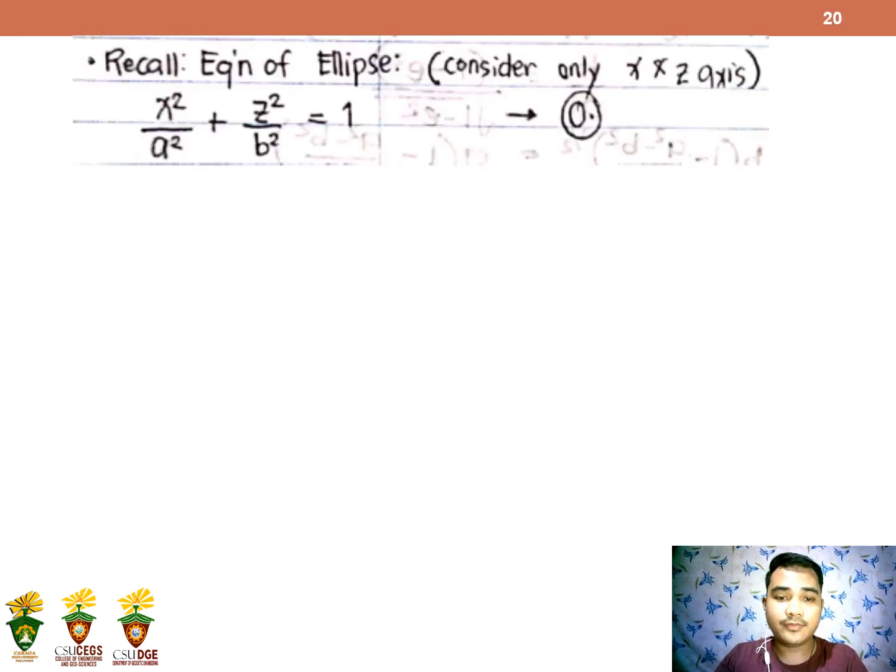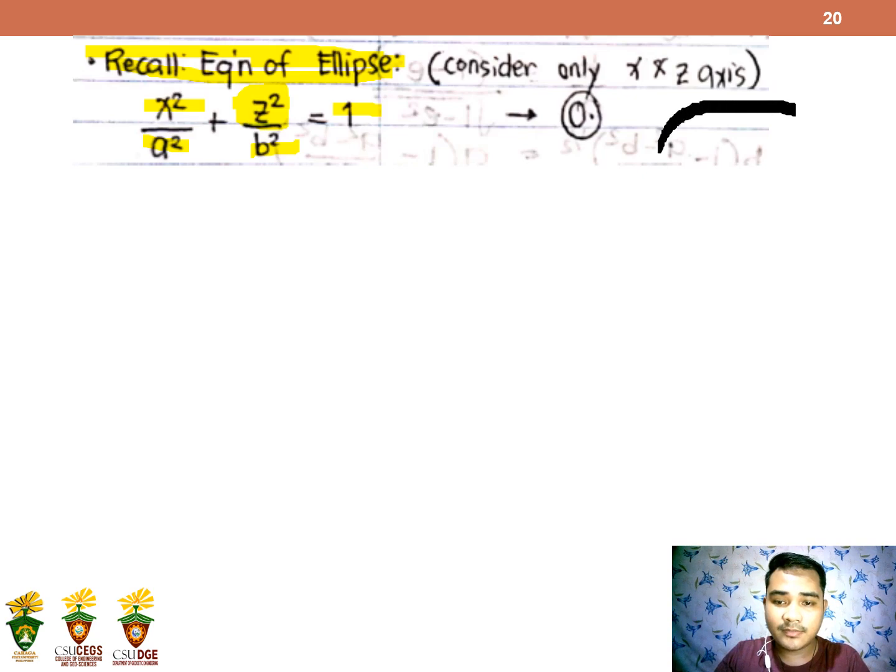Alright, to start, we are going to derive now the equation for the geodetic coordinate systems. So first, let us recall the equation of an ellipse based on our discussion from the previous topic, which is x squared over a squared plus z squared over b squared is equal to 1. If you are wondering why it is z squared here instead of y squared, recall the discussion from the previous topic.